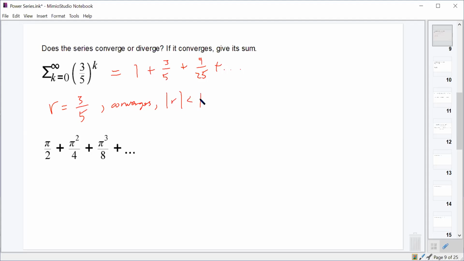Okay. And so it should converge to A, our first term, 1, over 1 minus R, 1 minus 3/5, which is 1 over 2/5, which is what? 5/2.